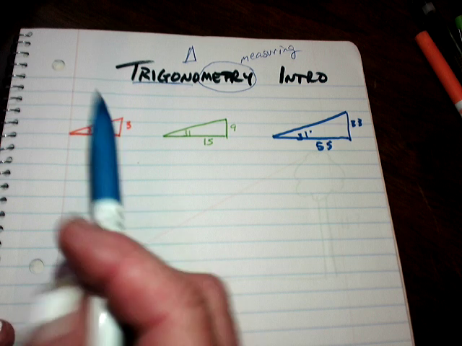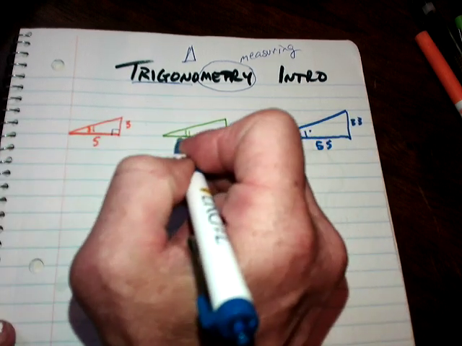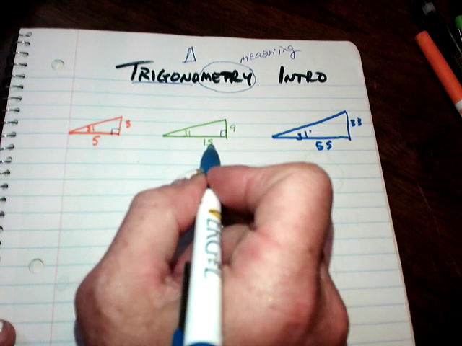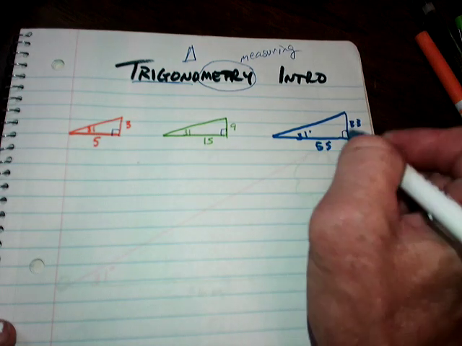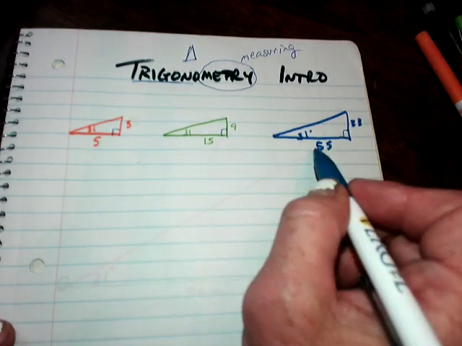5 by 3 right triangle. These are all right triangles. Here's 15 by 9, so this is a triple enlargement. And here's 55 by 33. This is like times 11 even, right?